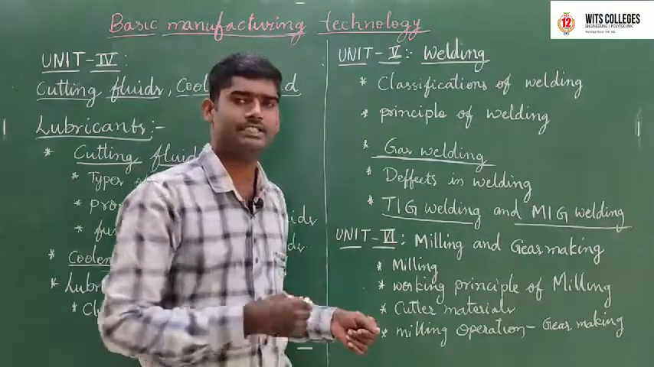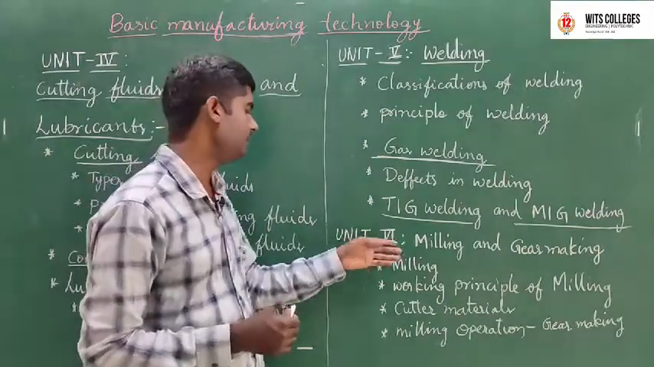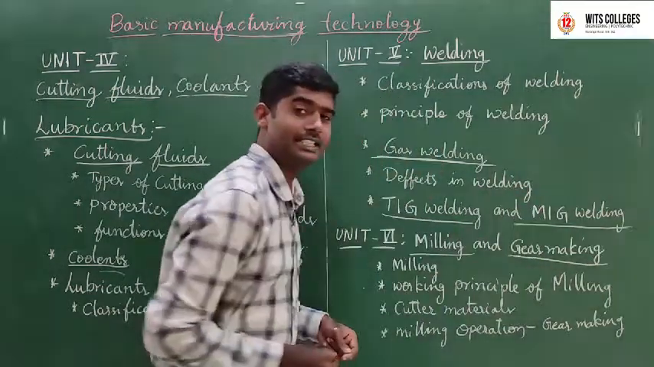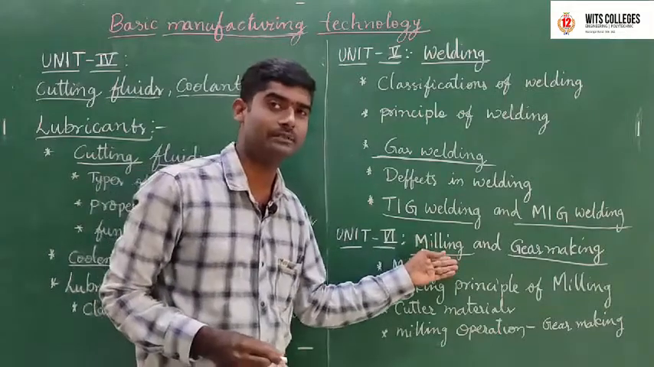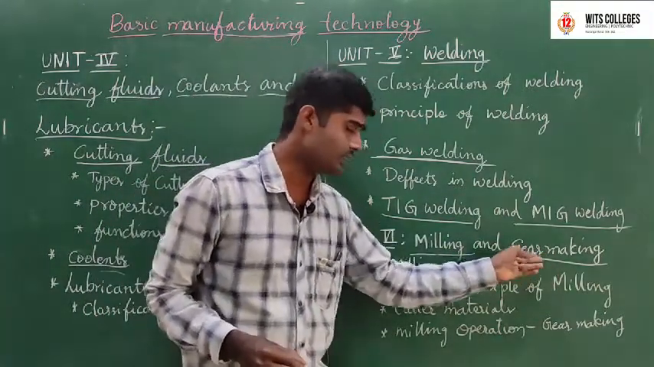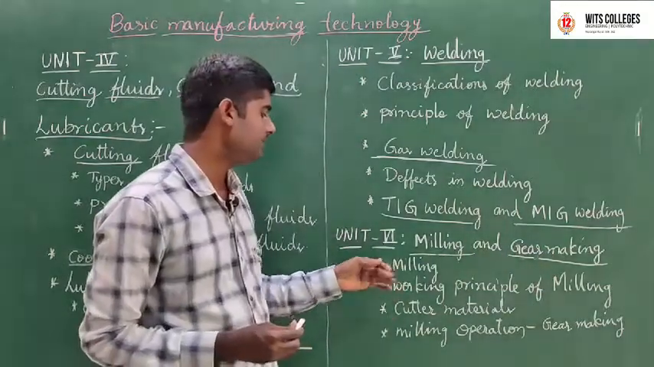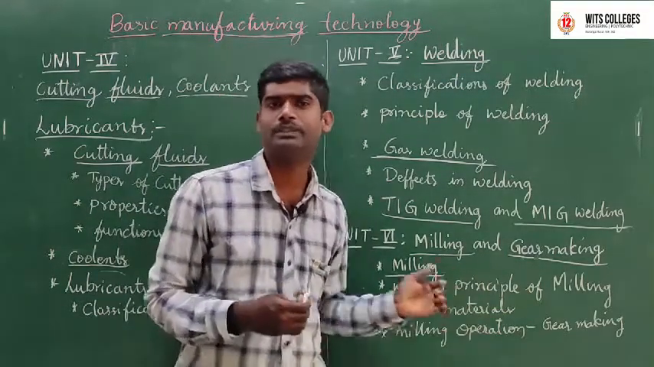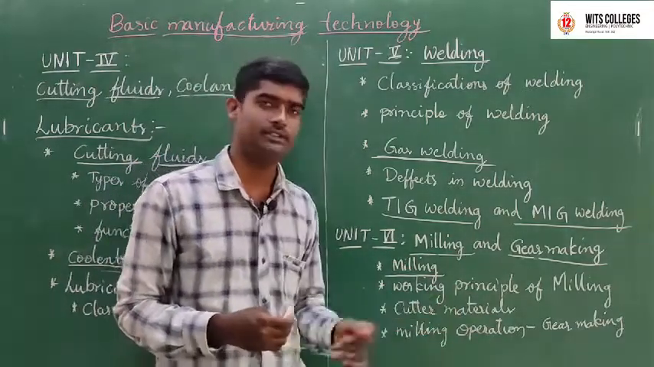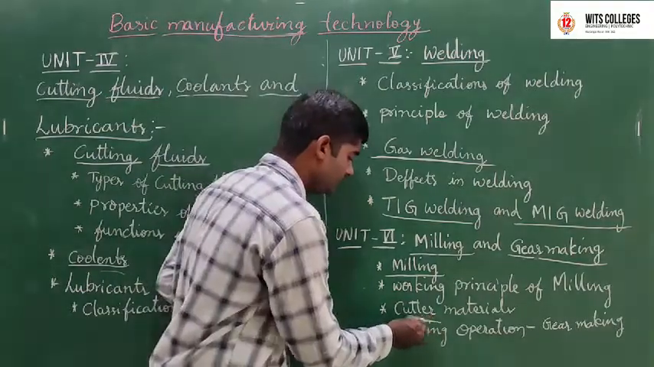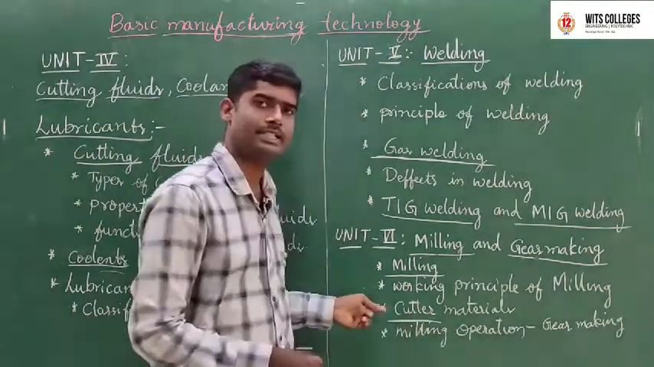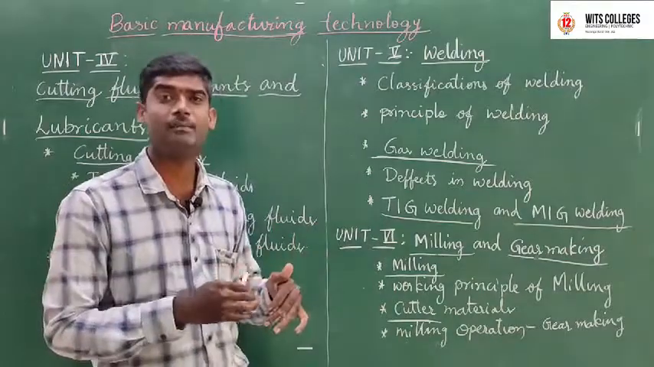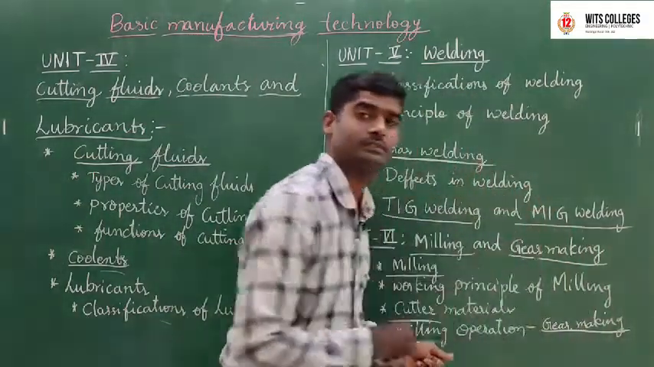Next, unit 6. This is the last unit in our syllabus. In this unit 6, we are going to discuss milling machine and gear making. Using this milling machine, we are going to manufacture the gears also. What is a milling machine, and what is the working principle of a milling machine? Next, cutter materials. In milling machines, we are using tools, and those tools are called cutters. What are the cutter materials we are using in milling machines? Next, milling operations. Gear making is one of the operations in milling.